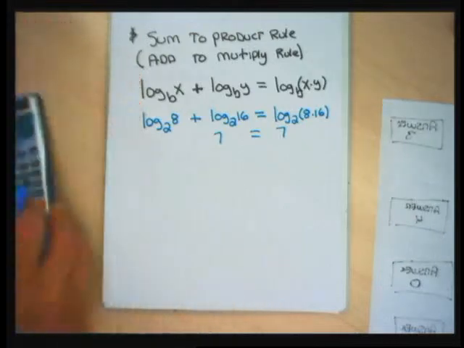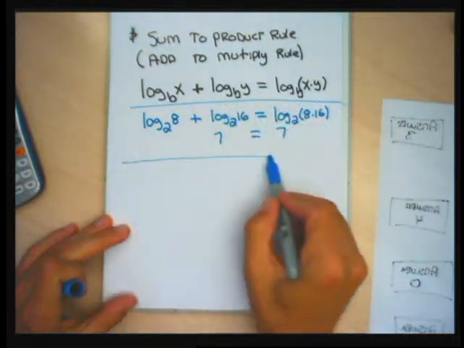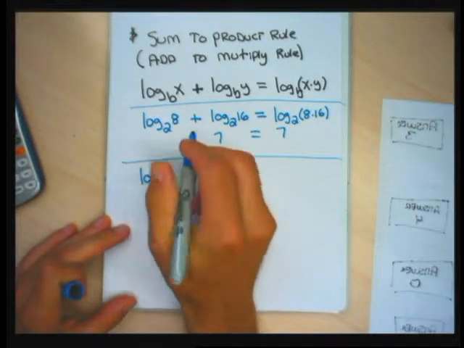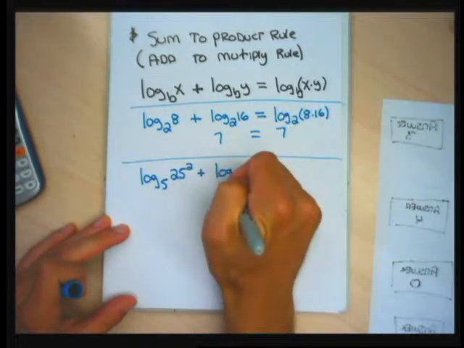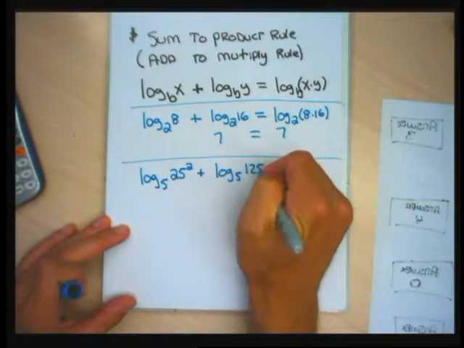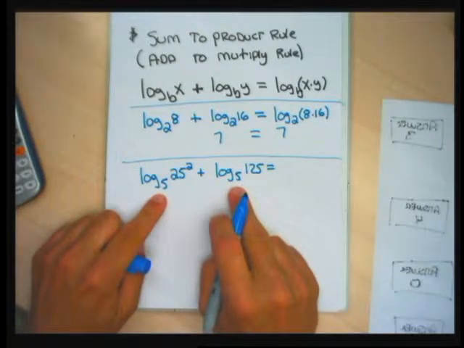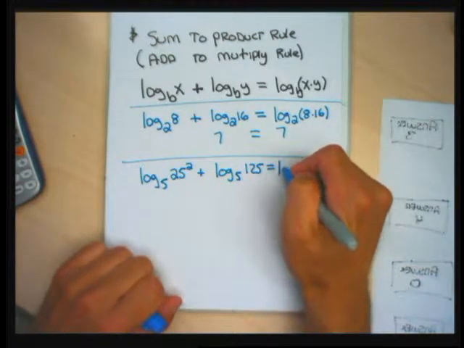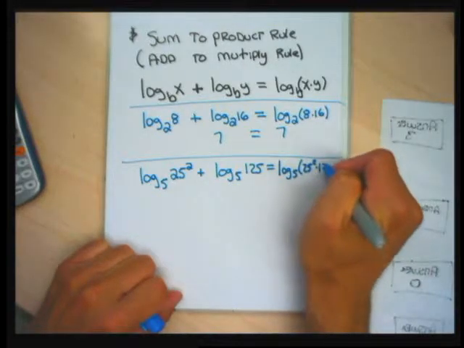It turns out that this statement, or this rule, can apply to more complicated problems, like the log base 5 of 25 squared plus the log base 5 of 125. This rule says that I'm adding two logarithms that are the same base, so I can simplify this by rewriting it as the log base 5 of 25 squared times 125.